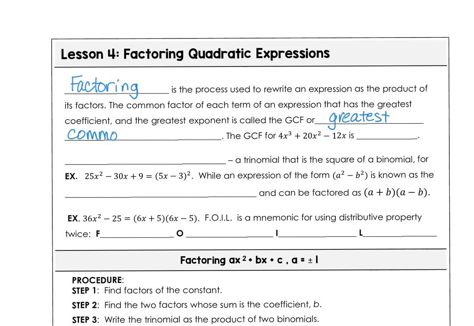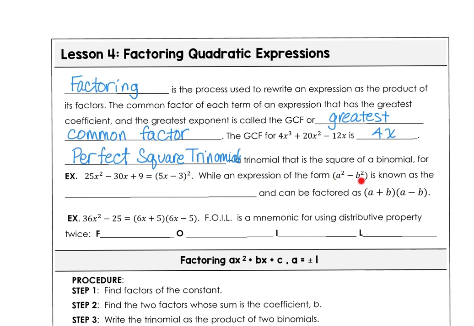Here's an example. The GCF for 4x cubed plus 20x squared minus 12x is going to be 4x. We have a perfect square trinomial. Those are important. A perfect square trinomial is anytime we have a trinomial that is the square of a binomial. For example, 25x squared minus 30x plus 9 can be factored as 5x minus 3 quantity squared.